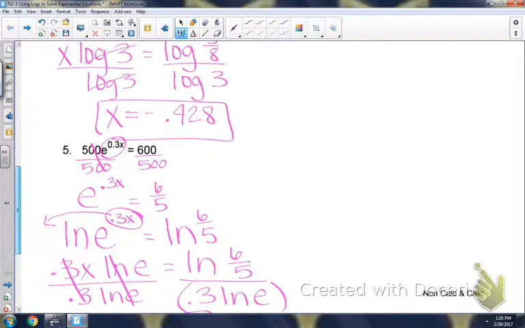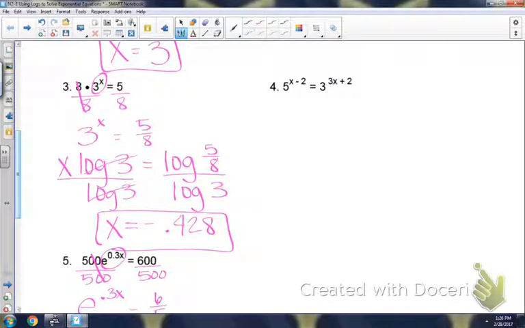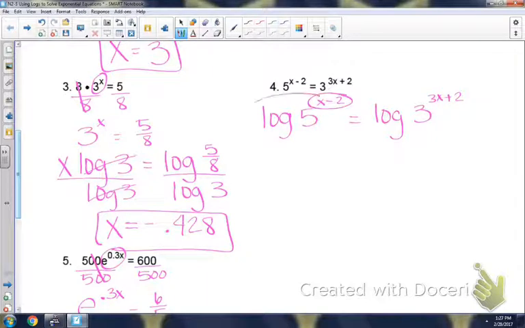Okay, so let's go back to number 4. Now, if you look at number 4, notice we have 2 different bases with 2 different exponents. So this one's going to be a little more difficult, okay? Alright, so isolate the base with the exponent. Notice both of them are by themselves. So I'm going to take the log of both sides, just the common log, because I don't have an e. And the reason I'm taking the log of both sides is so that I can bring that exponent in front and make it a coefficient.